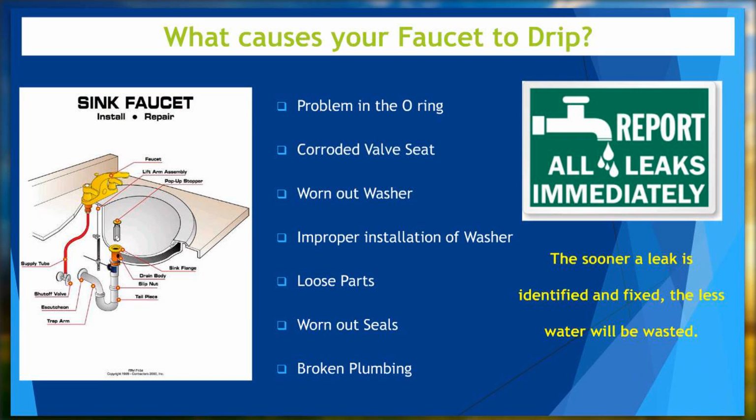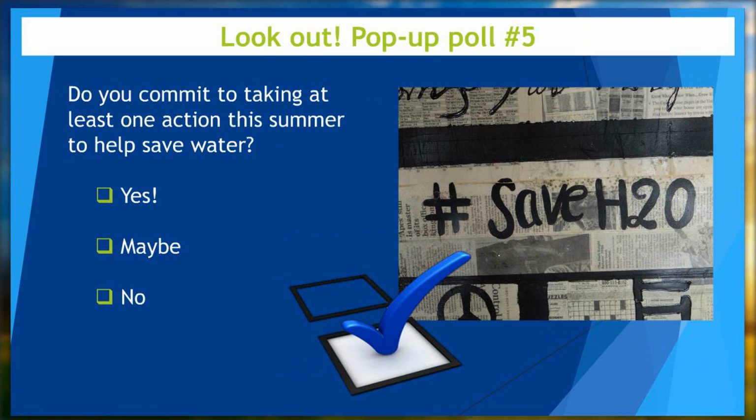One thing that I really recommend, and I think Avi and Seth both touched on, is the importance of signage. Signage can be a really good way to communicate information to our visitors, guests, campers and staff. So put up a simple "report all leaks immediately" sign. The sooner a leak is identified and fixed, the less water is going to be wasted. Also make sure that you have a system within your maintenance plan so that those leaks are addressed in a quick manner.